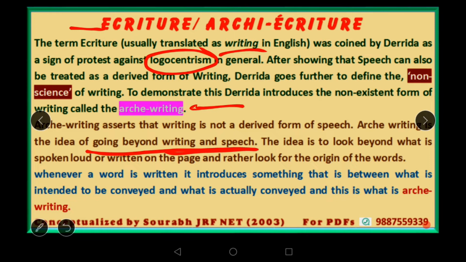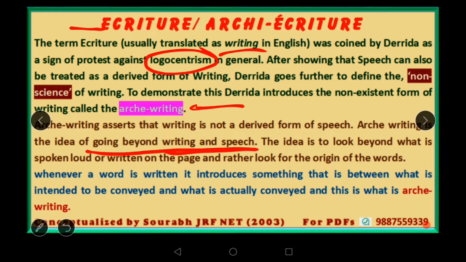The idea is to look beyond what is spoken loud, that is speech, or written on the page, that is writing, and rather look for the origin of the word. Whenever a word is written, it introduces something that is between what is intended to be conveyed and what is actually conveyed, and this is what is Arche writing.